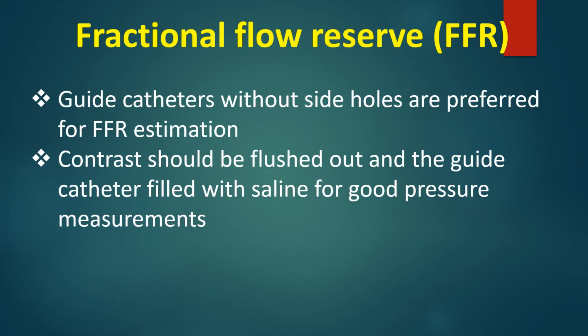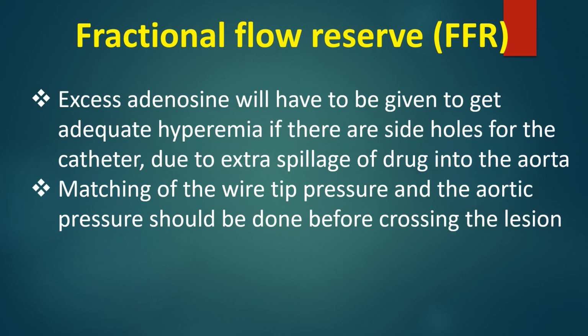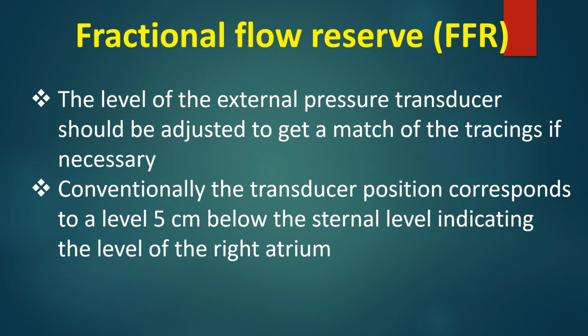Guide catheters without side holes are preferred for FFR estimation. Contrast should be flushed out and the guide catheter filled with saline for good pressure measurements. Excess adenosine will have to be given to get adequate hyperemia if there are side holes for the catheter due to extra spillage of drug into the aorta. Matching of the wire tip pressure and the aortic pressure should be done before crossing the lesion. The level of the external pressure transducer should be adjusted to get a match of the tracings if necessary.